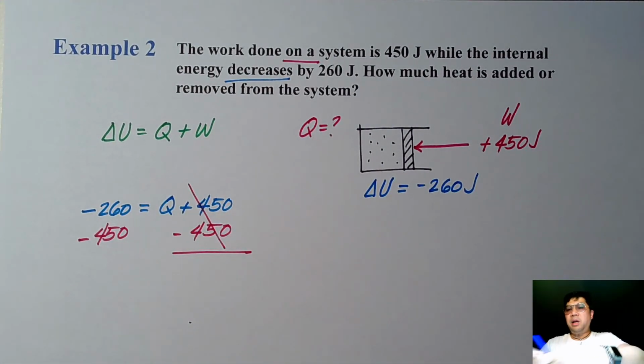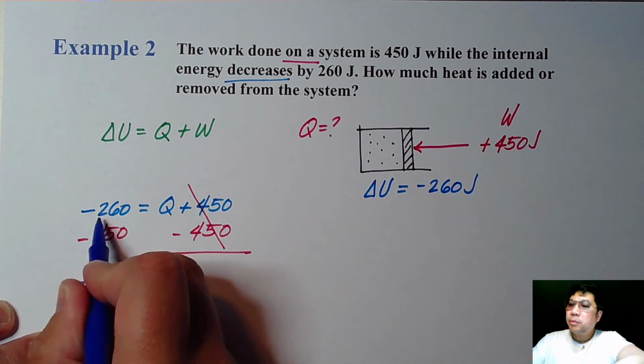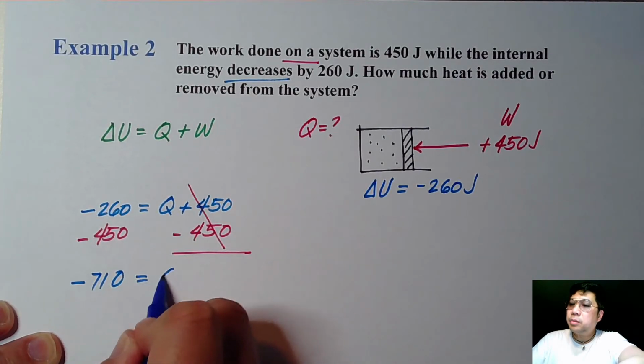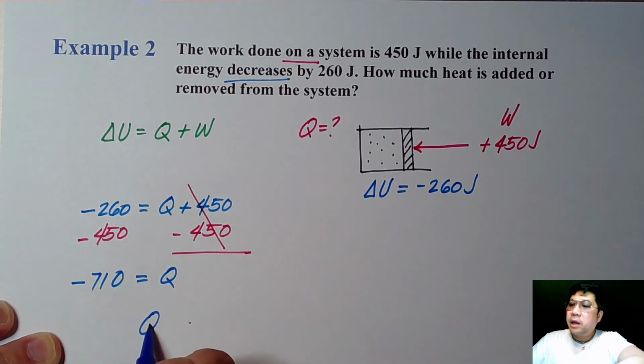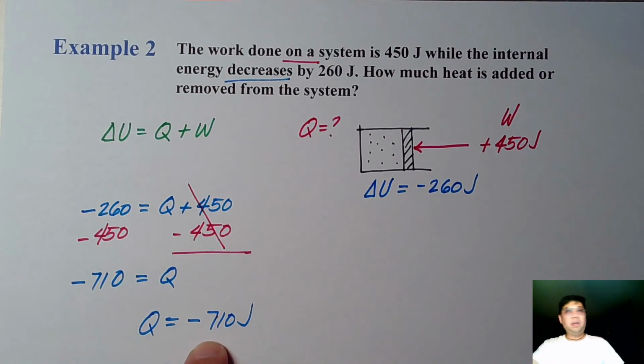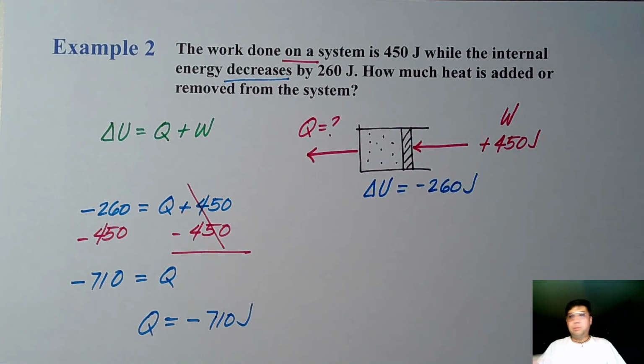So now we have a value of negative 710 for Q. We can say that there is negative 710 joules of heat calculated in this equation. It means that heat is being released from the system at a magnitude of 710 joules.